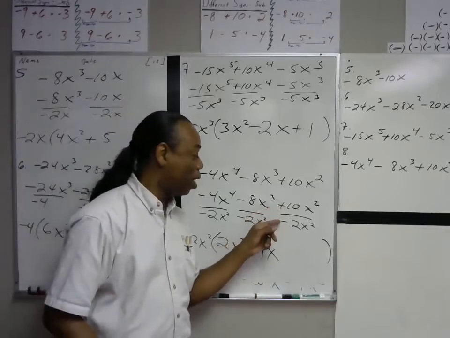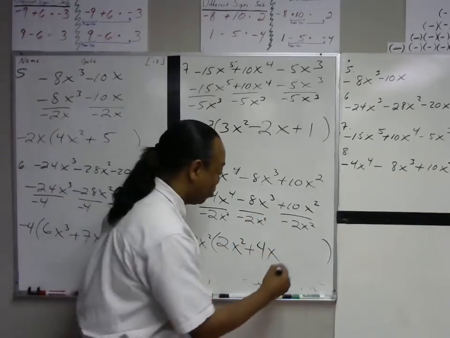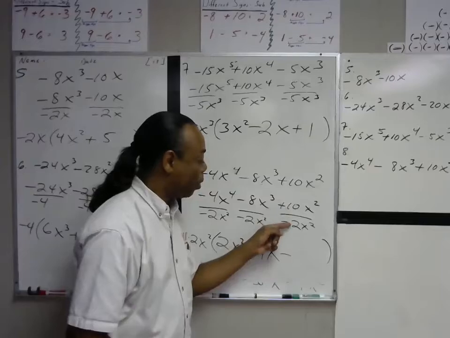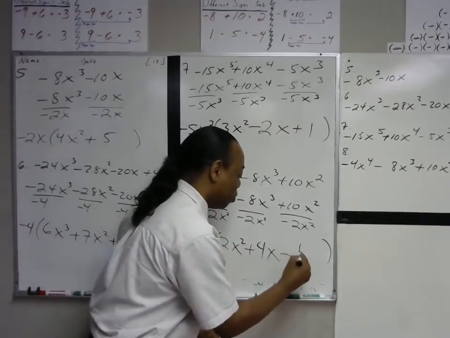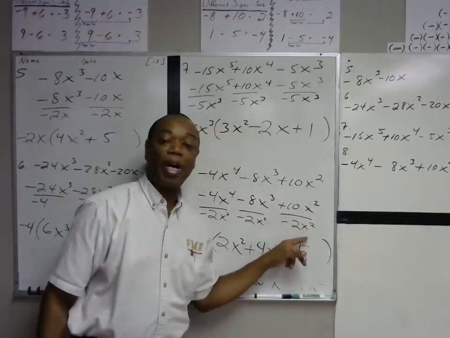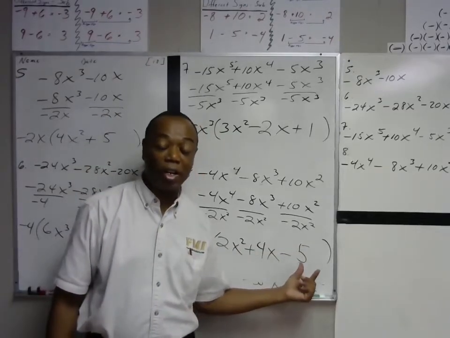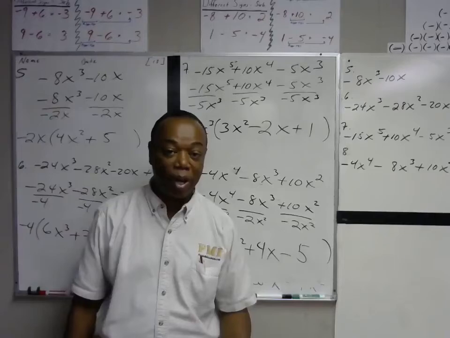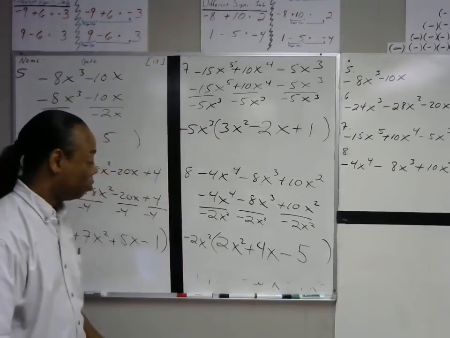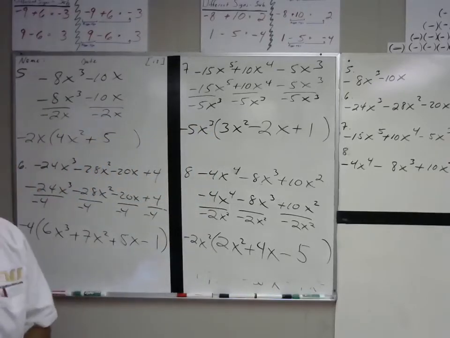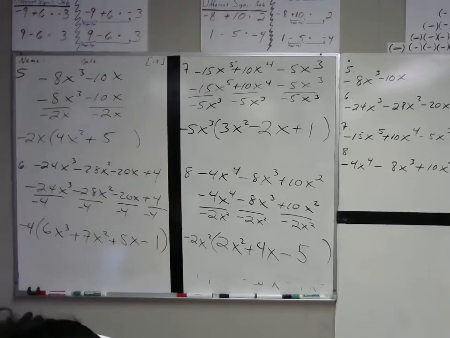Here we have a positive divided by negative, which is negative. 10 divided by 2 leaves us 5. And x squared divided by x squared gives us 1. 1 times our negative 5 gives us still negative 5. That's our last. Okay.